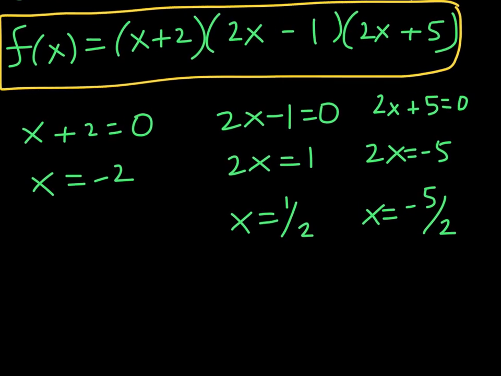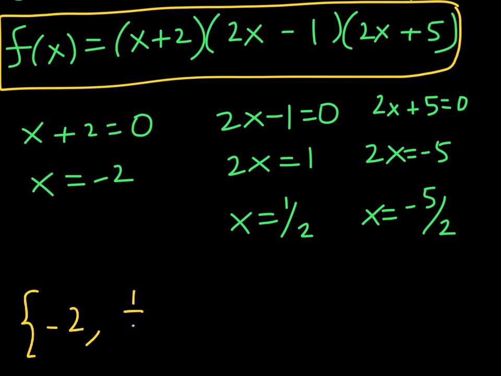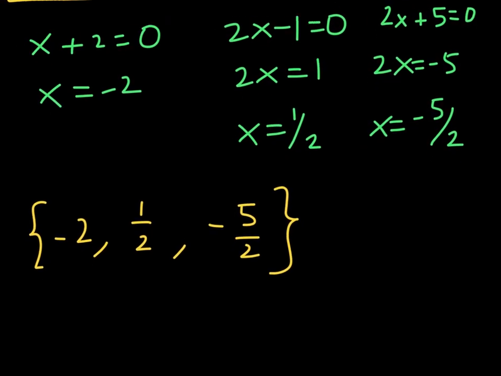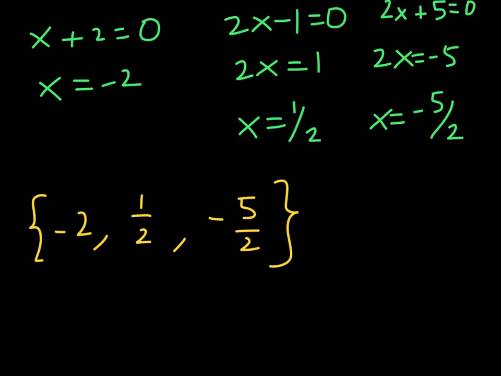I'll write it in set notation, okay? So one of them is negative 2, 1/2 is the other one, and then negative 5/2, okay? All of these have multiplicity 1, okay? They all appeared only one time as a solution for the polynomial.